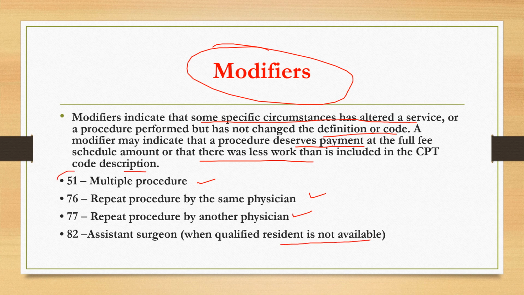So these code modifiers exist. These are the modifier codes, and they show that either the repeat procedure was done by the same physician, or a repeat procedure by another physician was done, or multiple procedures were needed, or an assistant surgeon did the procedure because a qualified resident was not available. So they have these codes.